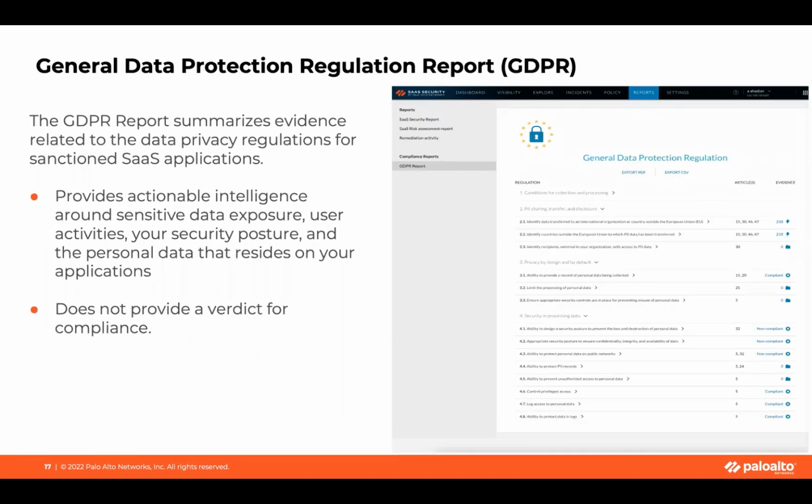GDPR report is about data protection regulation. It summarizes all information about data privacy regulations for sanctioned SaaS applications. It provides information about sensitive data exposure, user activities, and personal data on your SaaS applications. Although this report does not provide a verdict for compliance, it is a great help for GDPR regulators to review how PII data is being collected, used, and shared across all SaaS applications.